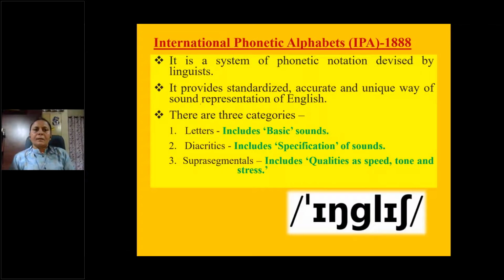So what is that? It is a system of phonetic notation devised by linguists. It provides a standardized, accurate, and unique way of sound representation of English. So this particular objective of the IPA resolves all our problems regarding the accentual differences in this language. Because as English has gained the status of a global language, or we can say a global workplace language, definitely we all need to have that standard, or at least a comprehensive level of articulation in English.